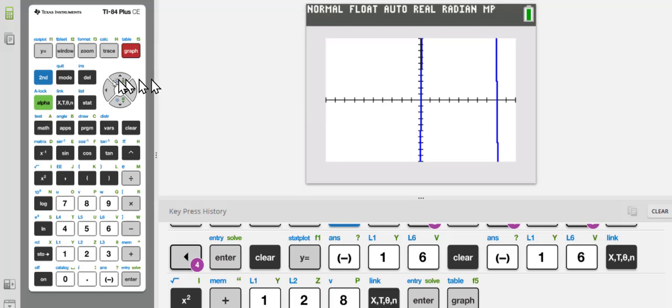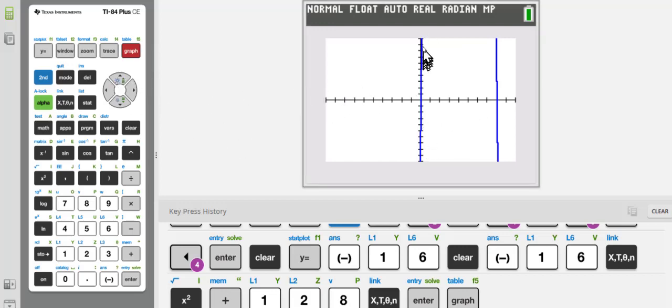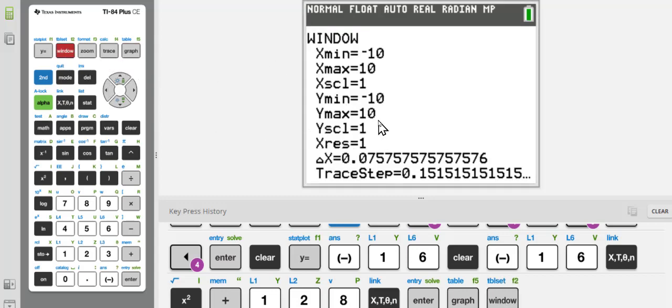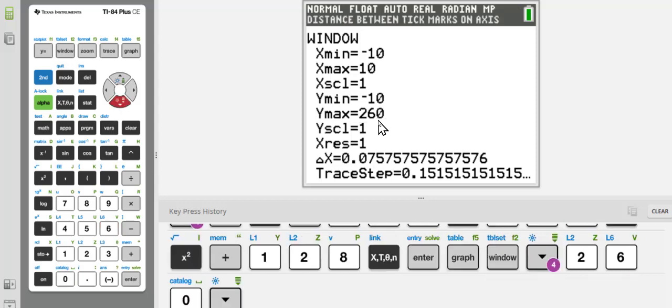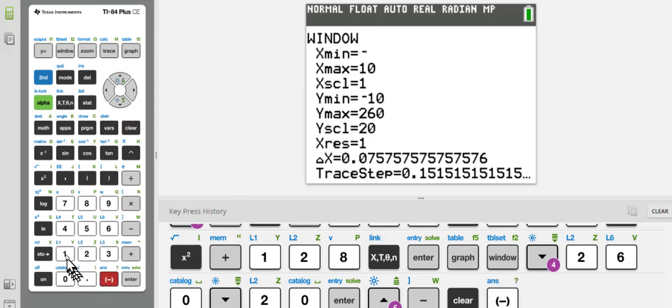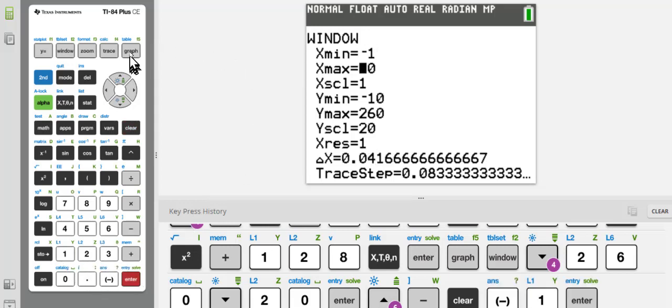Whoa. Oh yeah, it goes super high, right? That's why we're not seeing it, that's the parabola going up. Goes up to 256, right? So if I wanted to see it, I need to make my Y window go up to 256, so maybe 260. And I don't want to go by ones. If I'm going that big, I would go maybe by 20s. I don't need all these negative x's. Remember that we're talking about time here. So maybe -1 to give us a little bit of space there.